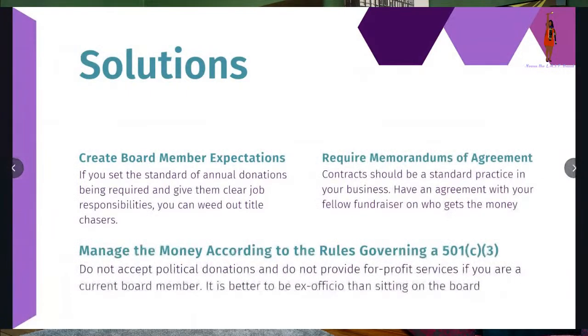So your solutions are creating board member expectations. I set a standard for my board members that they have to donate to the organization. And it's a small standard. You can donate $1 or more, but at least $1, okay? And I started that as my intake question for people who are willing to be on my board. Would they be willing to give at least $1?